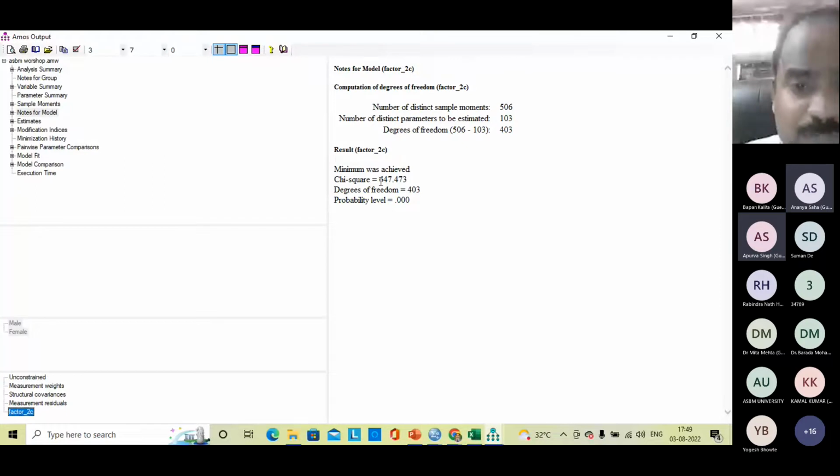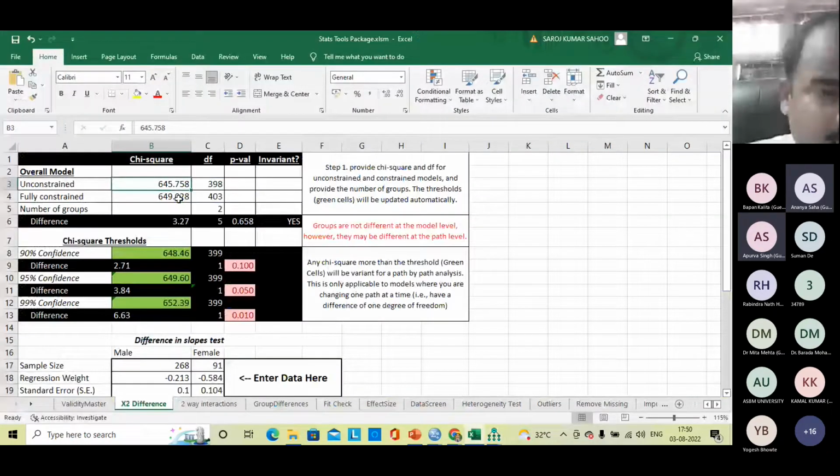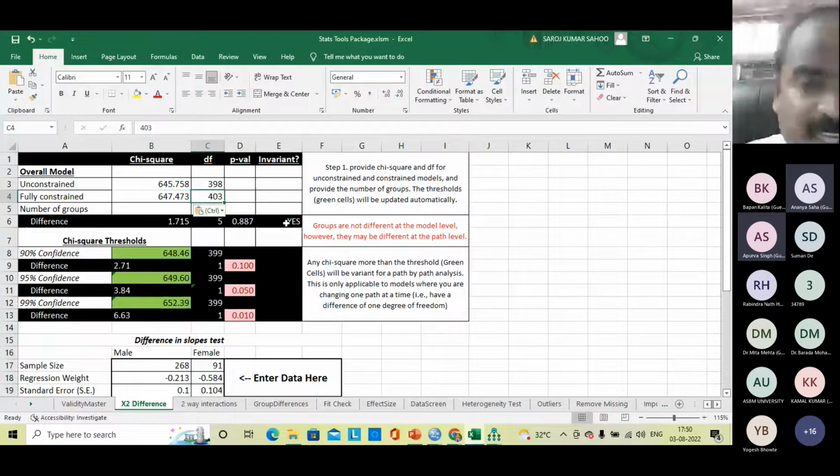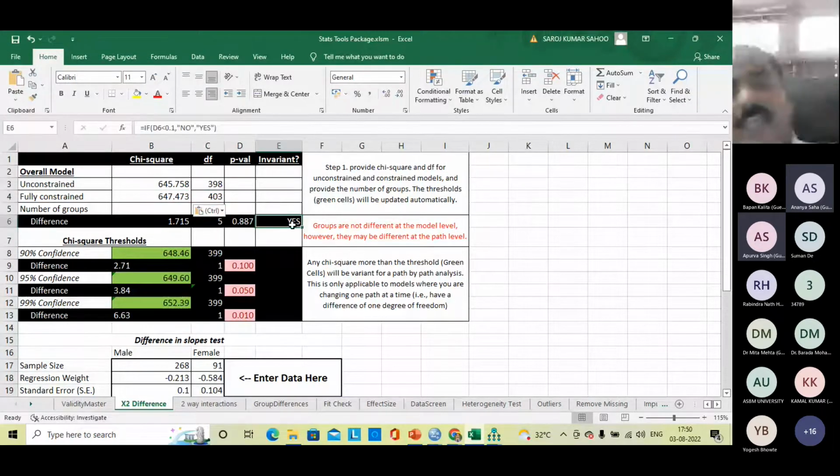Look at here, another chi-square value is appearing because we have constrained. Copy this chi-square value and please remember this degree of freedom 403, then paste here. Now look at here, 403 was written earlier, no need to write again. Now automatically it is saying yes.